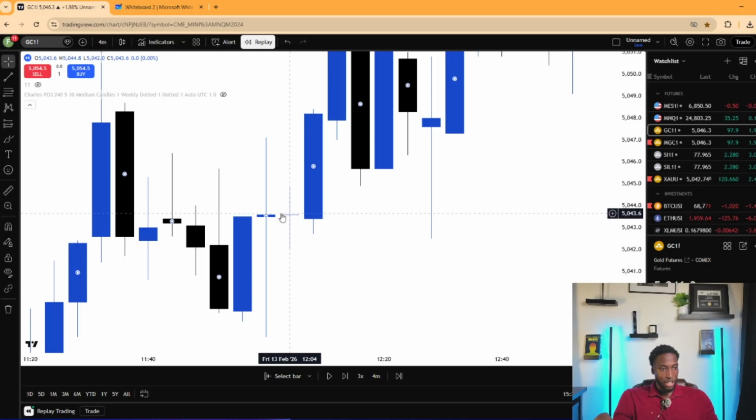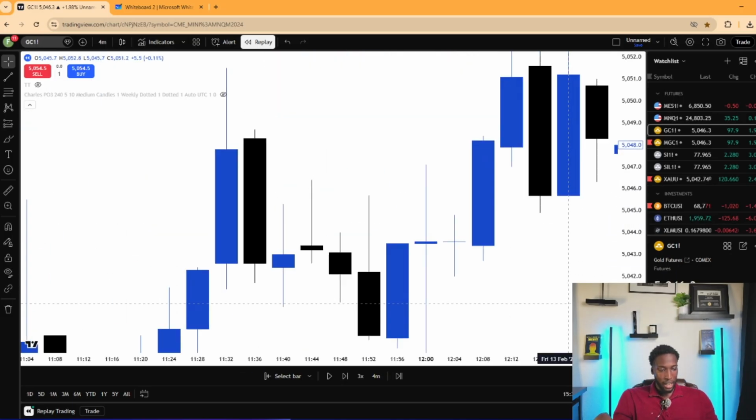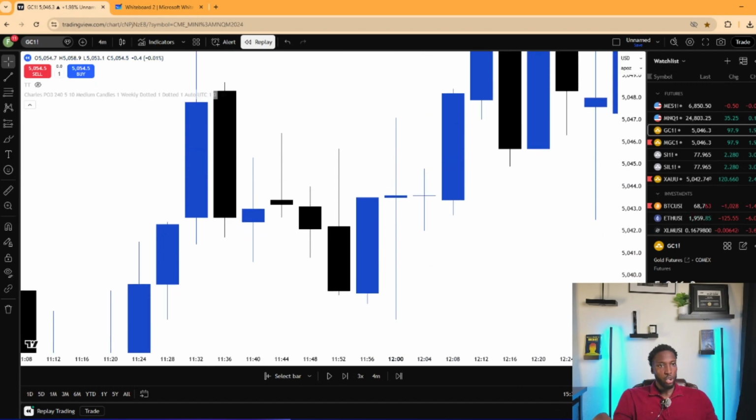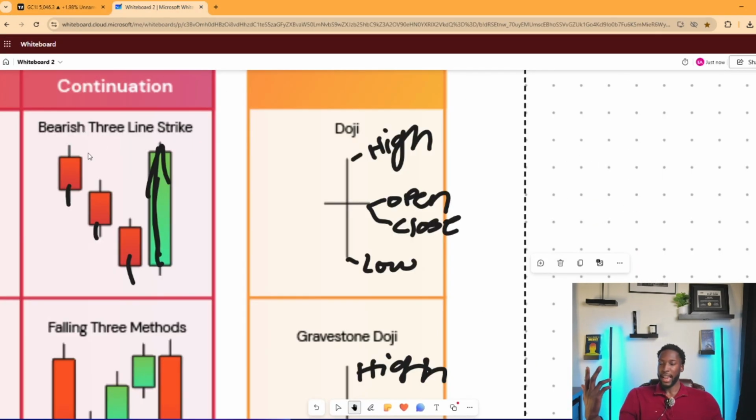This is a clean doji. You can't really even tell who won. It's super duper clean. But I want you to go back in your charts, try and actually find these candles and understand how it works.